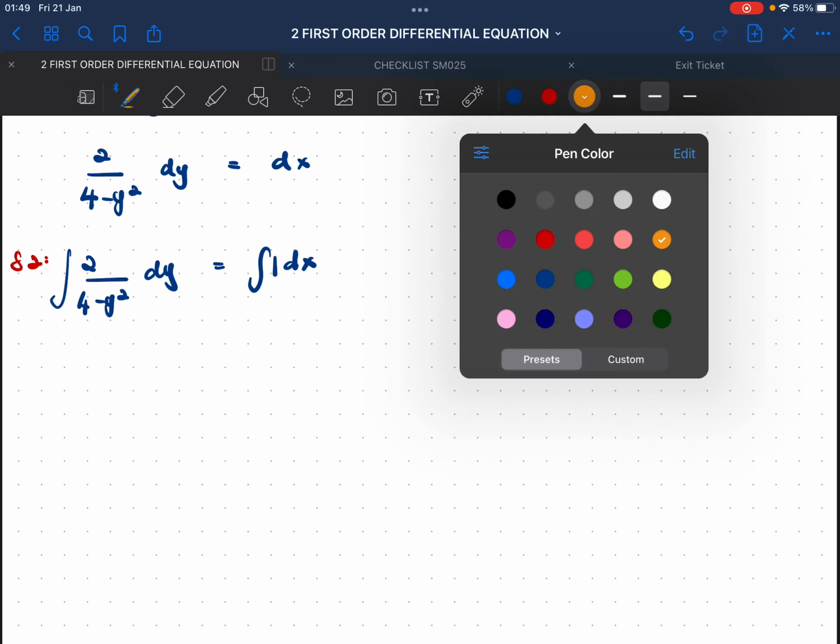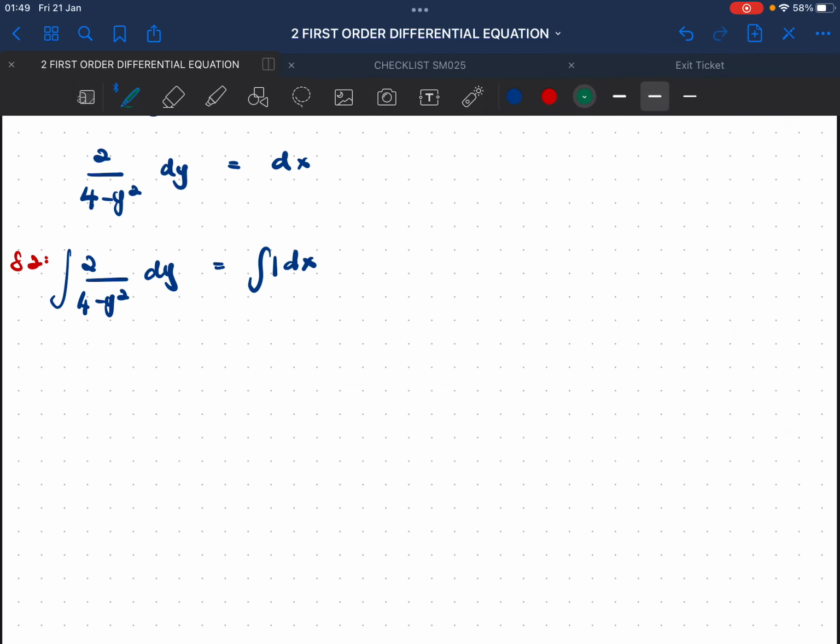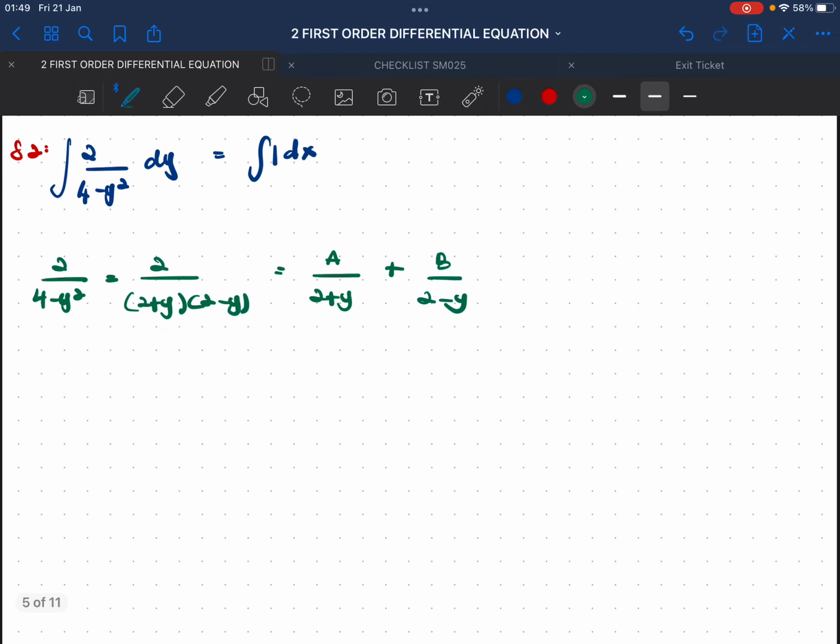So now we are going to use partial fractions here. You have 2 over 4 minus y squared, which can be factorized as (2 plus y)(2 minus y). Alright. Both are linear factors. So, a over 2 plus y plus b over 2 minus y. So, find your constants here.